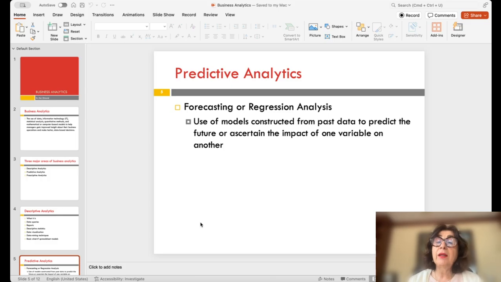So we can look at the sales, for example, and we can look at the seasonality in the sales. We can understand all the patterns in the past, and those patterns are going to help us understand, predict, forecast the future, and we are going to decide based on that.